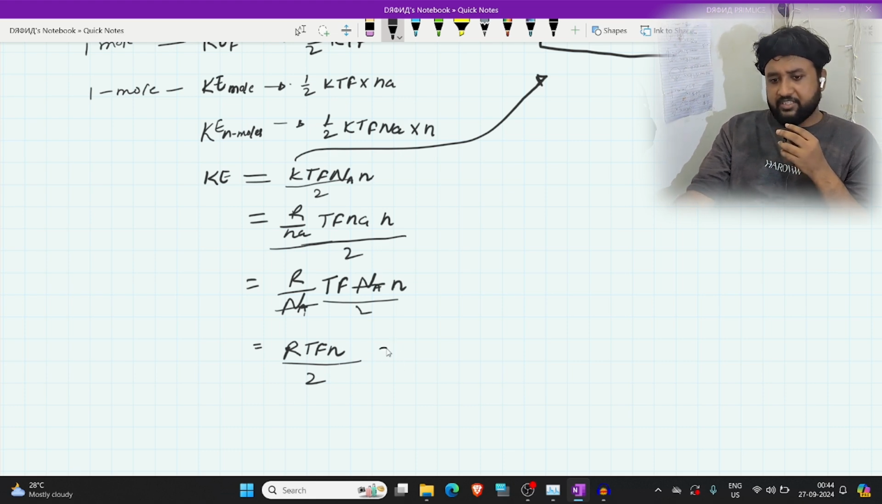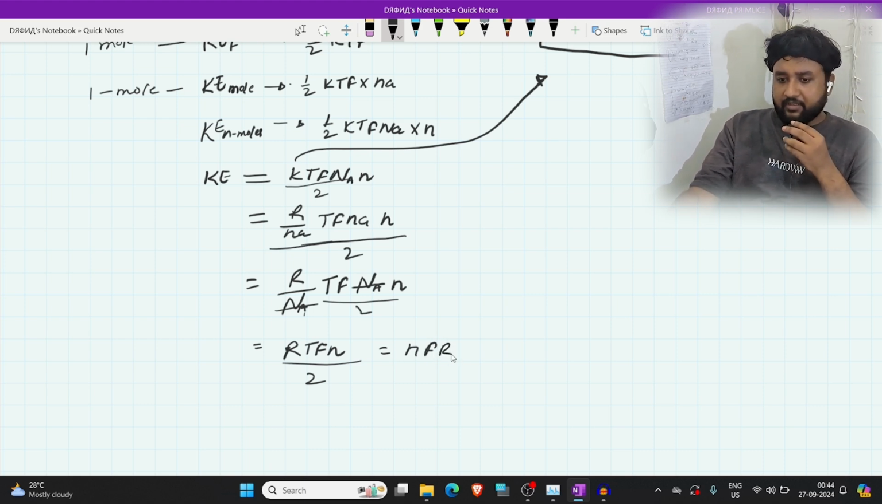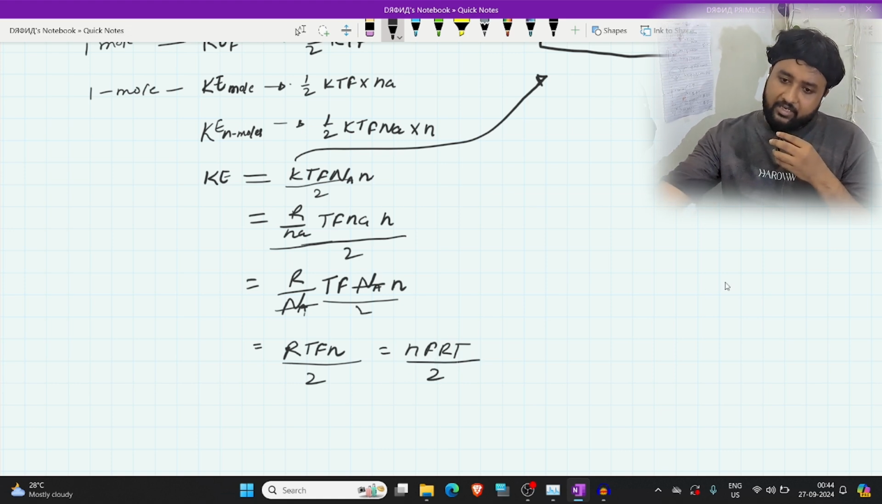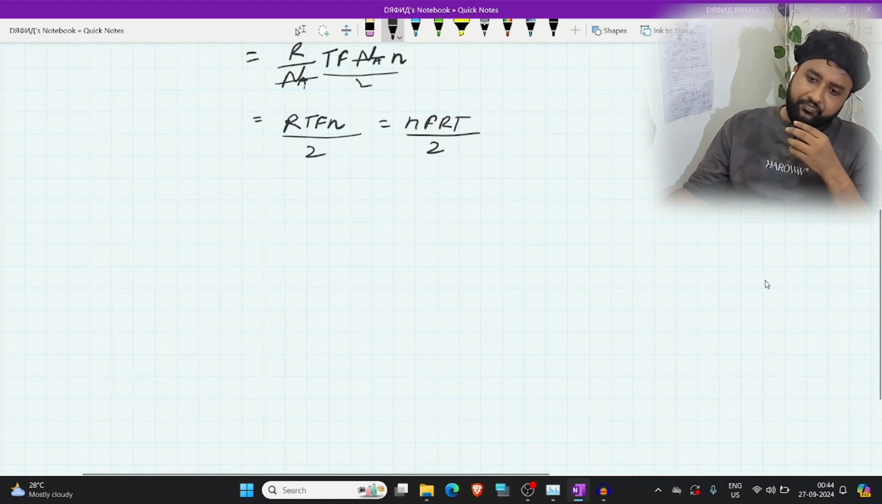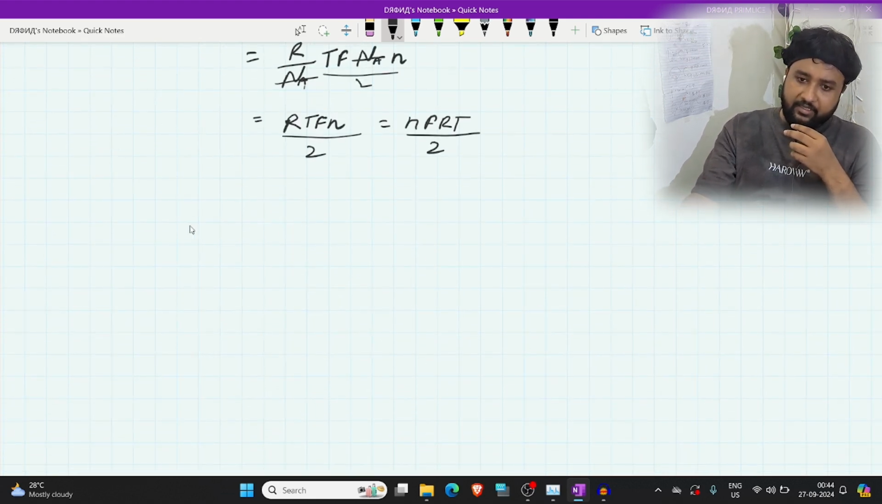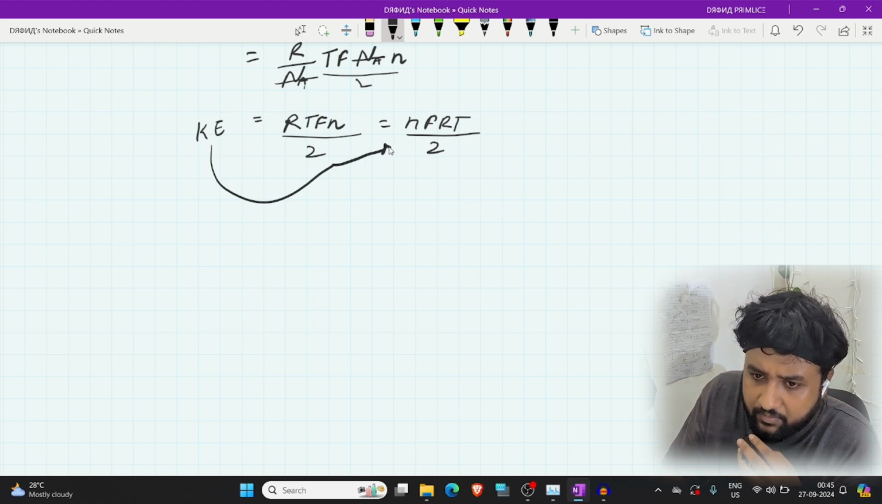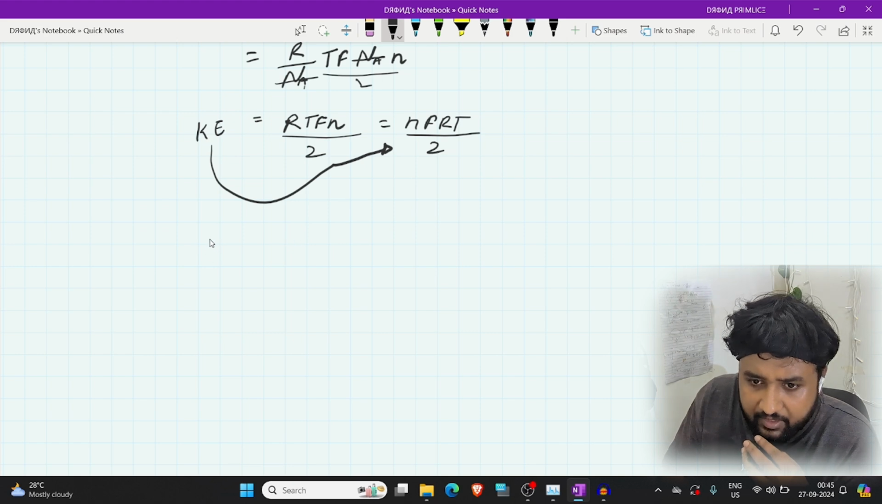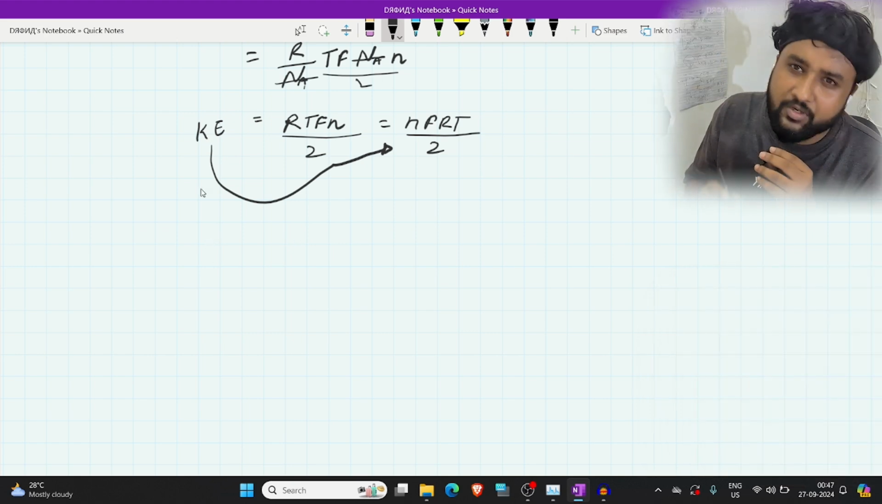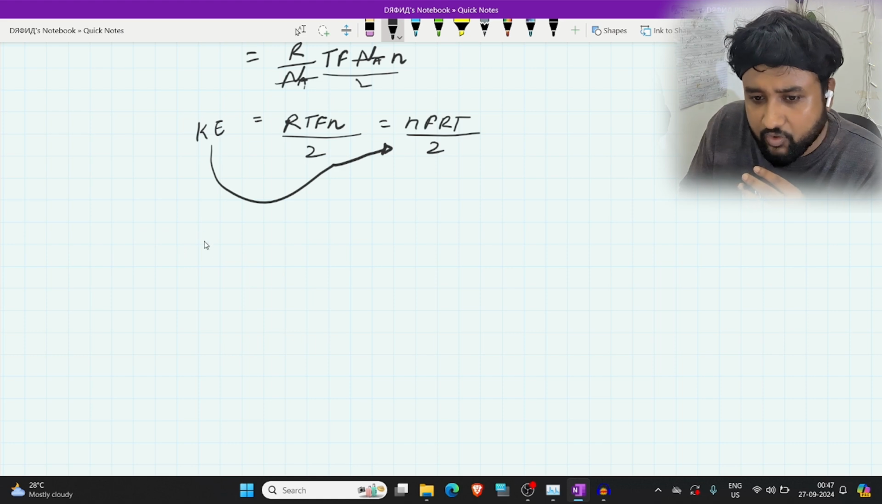So we can rearrange it like n into F into R into T upon 2, where n is number of moles, जो कि हमेशा पहले लिखते हैं, F is the degree of freedom, R is gas constant, T is temperature. Nafrat by 2 we call it, just for the sake of remembering it, like mnemonics or whatever. So this is nafrat by 2, and this is kinetic energy, of course. Kinetic energy is equal to नफरत by 2, right? So here one more important derivation comes into play, which is total energy.